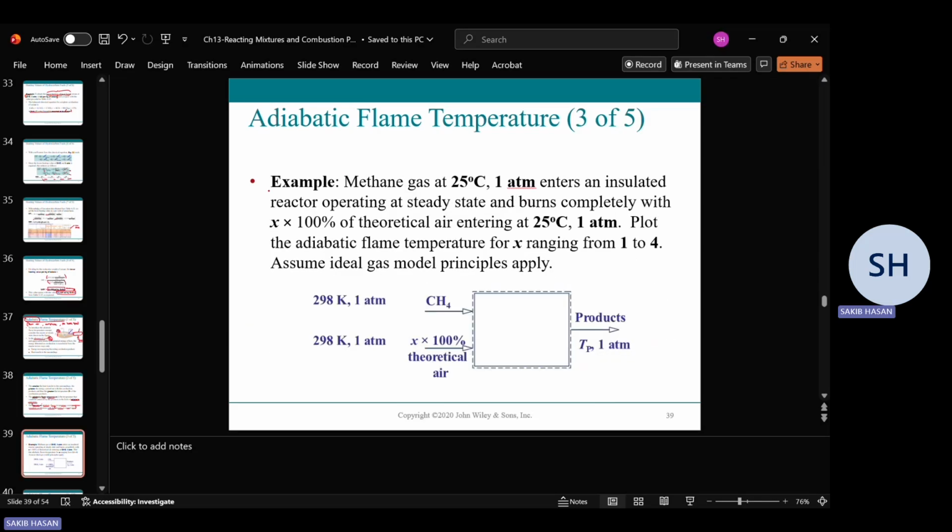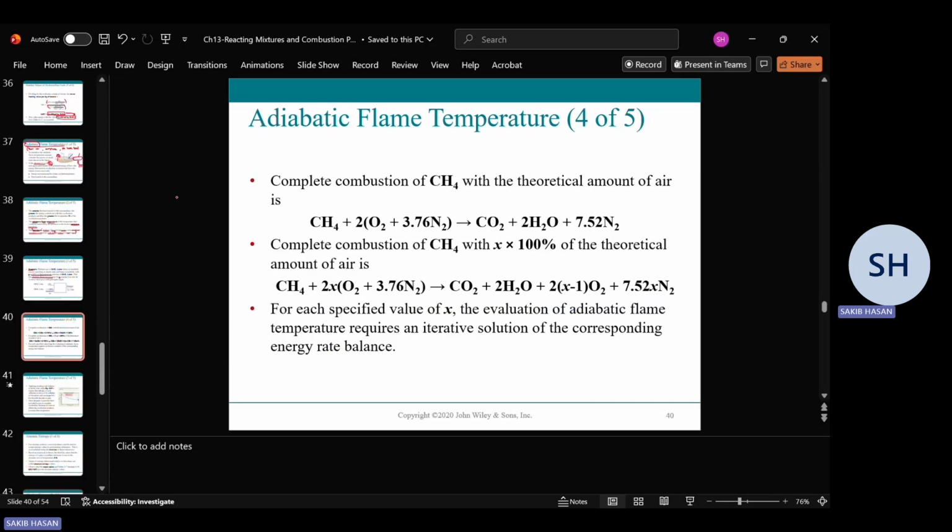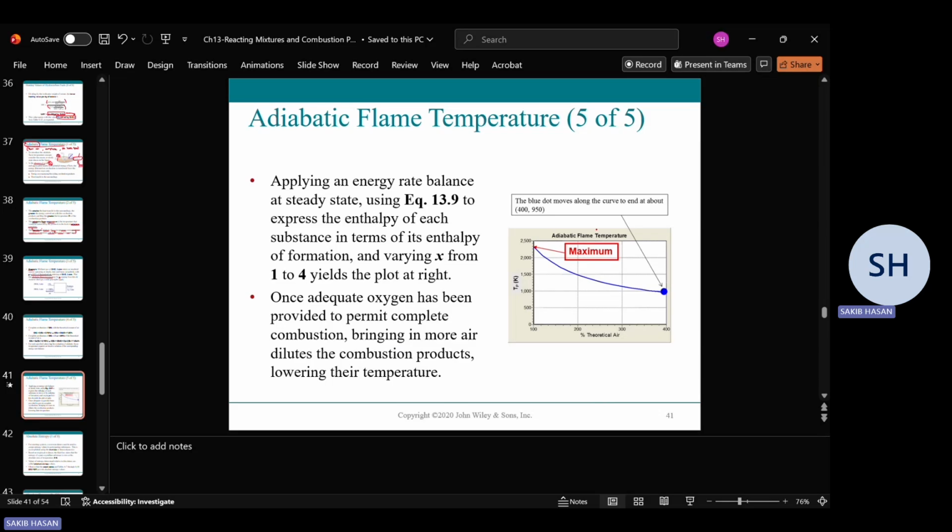And here is an example where they've told us to plot the adiabatic flame temperature for X, where X happens to be the excess of theoretical air, right? And so we can set up the equations, and then we can run a computer simulation, and we can get this graph. And as you can see, at the theoretical, when X equals 1, or when the amount of air is the theoretical air, you will get the maximum adiabatic temperature.